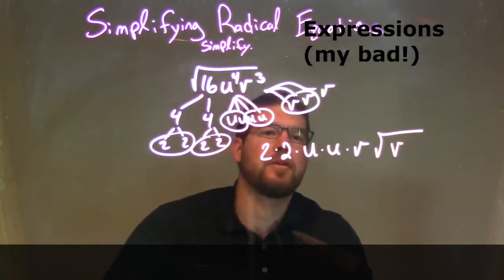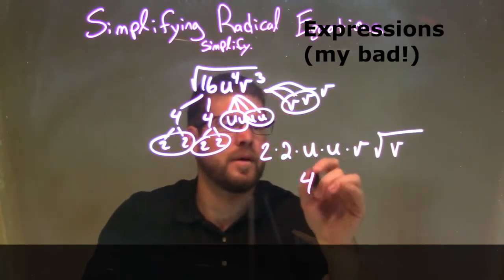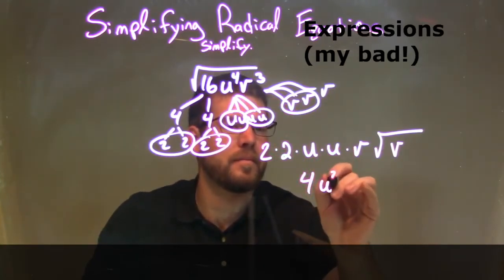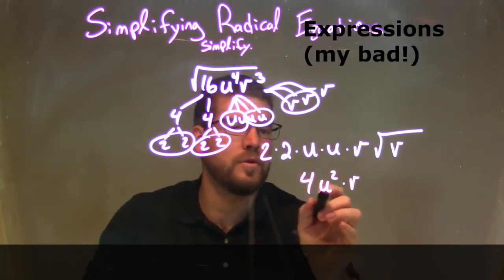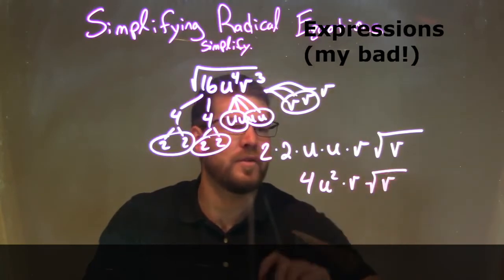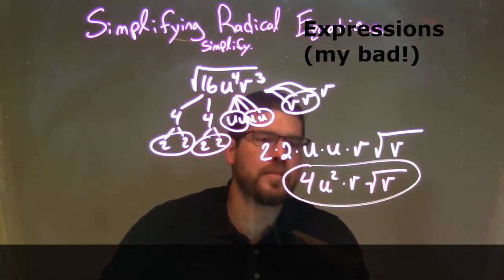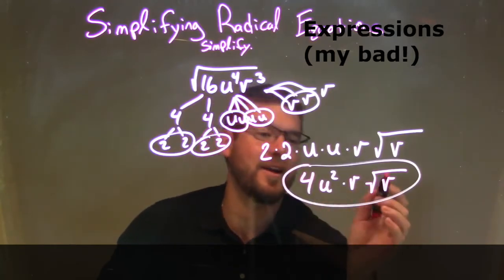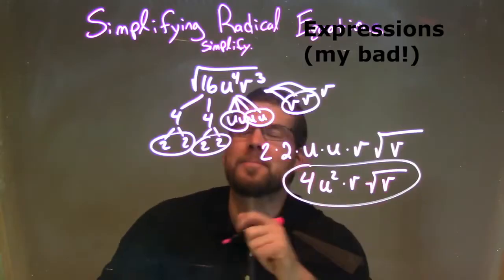Okay? So now let's go simplify this. When we simplify it, 2 times 2 is my 4. U times u is u squared, and then v is left over right there. So the outside simplifies to be 4 u squared times v. On the inside of the square root, we're just left with that single v, and that is our final answer simplified: 4u squared times v times the square root of v. I know my square roots and v's look very similar. Try to keep them separate.